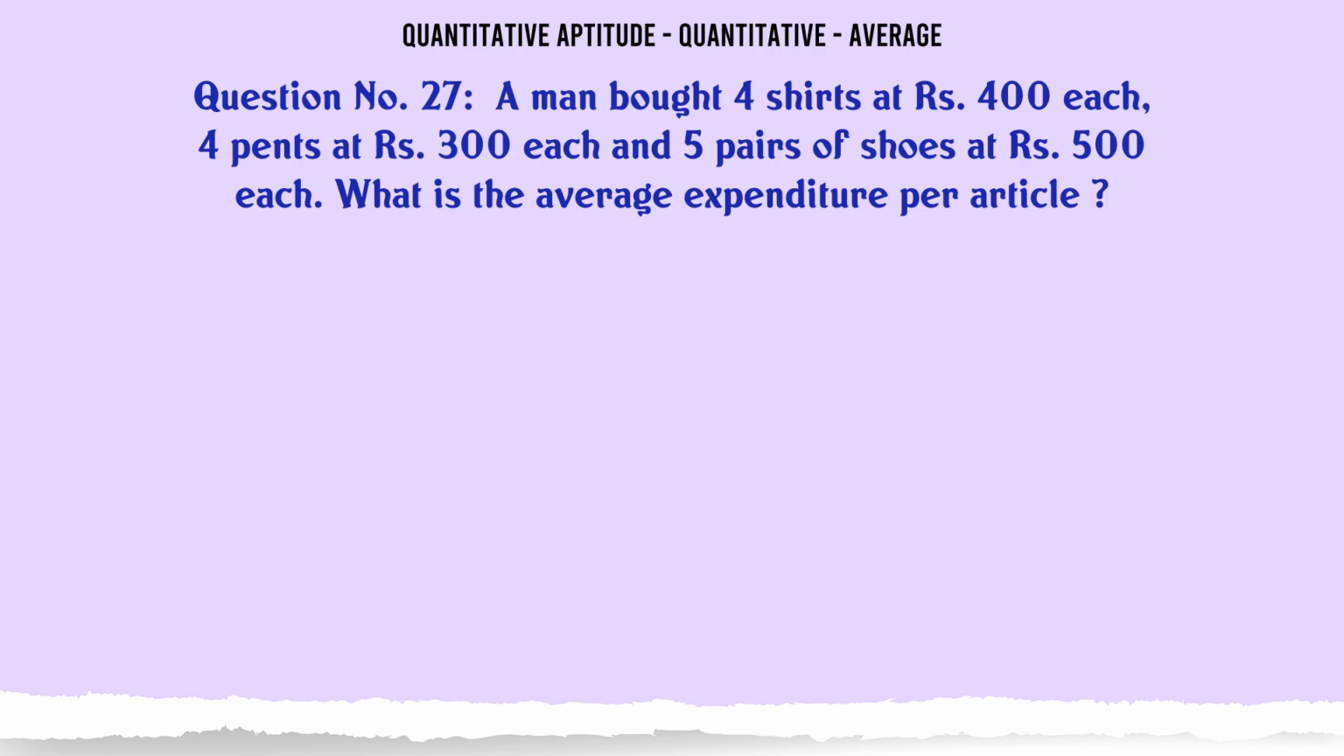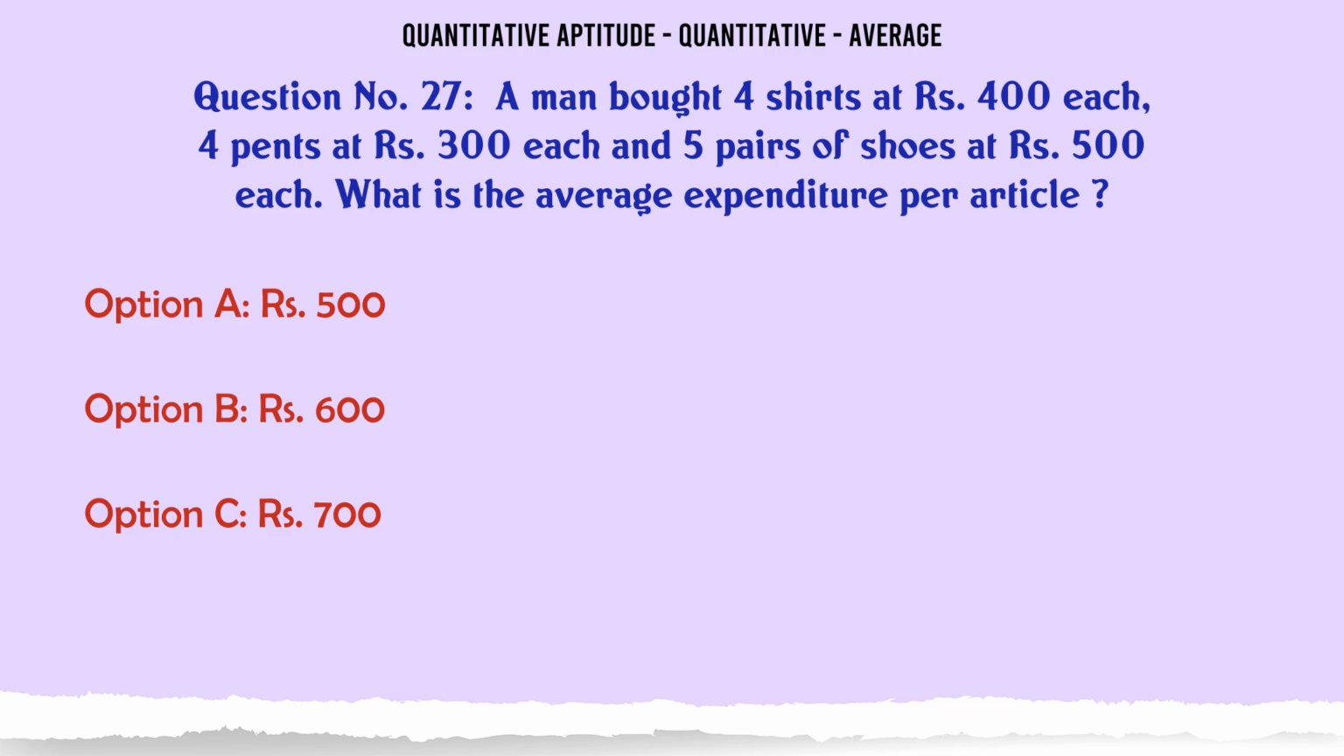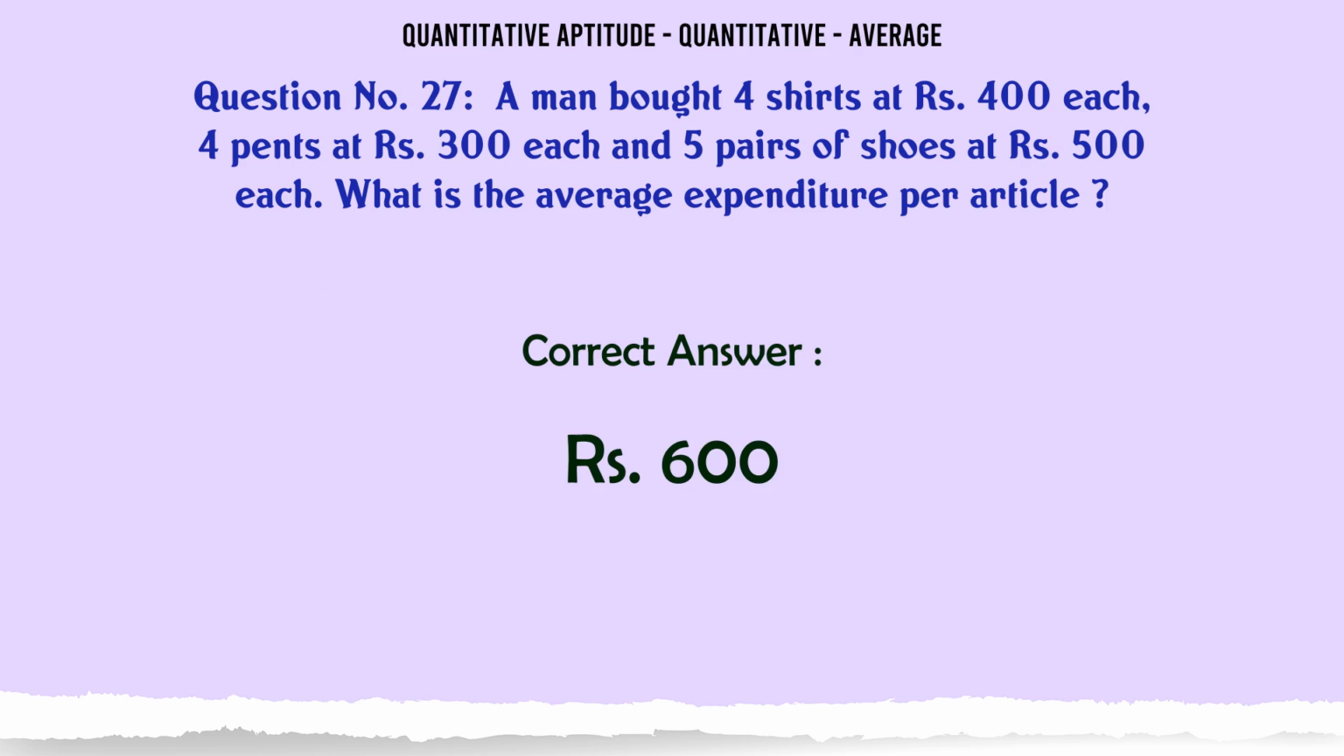A man bought 4 shirts at 400 rupees each, 4 pens at 300 rupees each and 5 pairs of shoes at 500 rupees each. What is the average expenditure per article? A 500 rupees, B 600 rupees, C 700 rupees, D 850 rupees. The correct answer is 600 rupees.